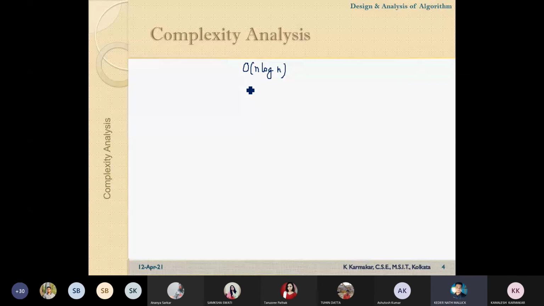The question is, how do you decide, how do you determine that the complexity of merge sort algorithm is big O of n log n? From the recurrence relation. From the recurrence relation, yeah. So how?